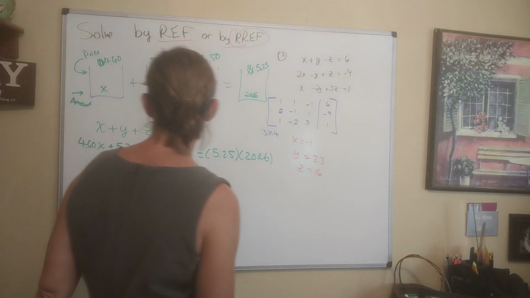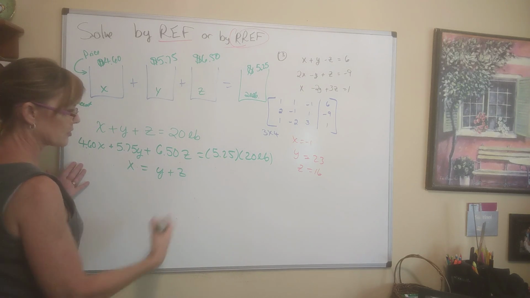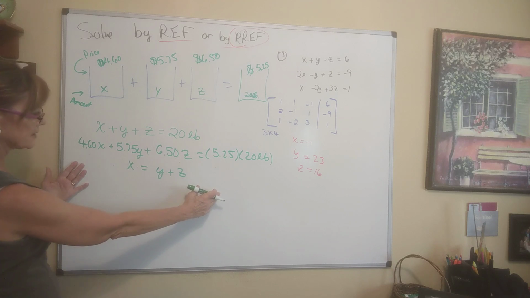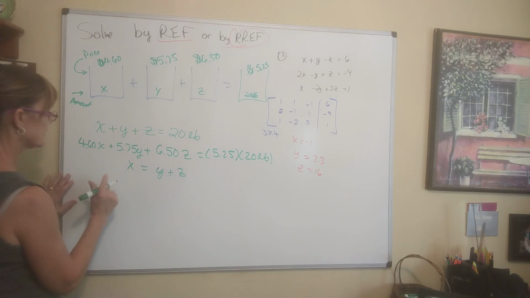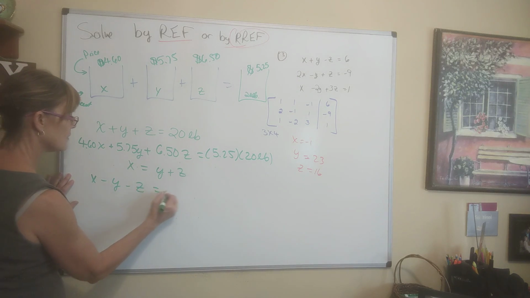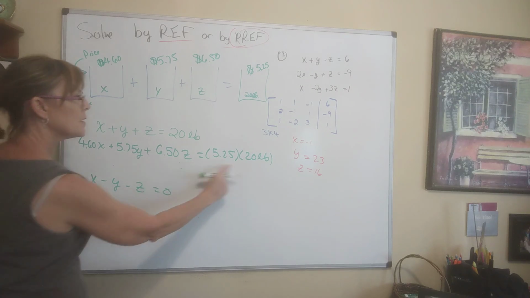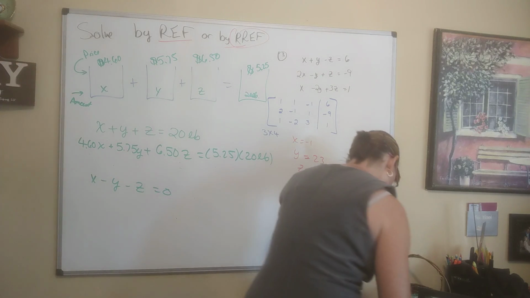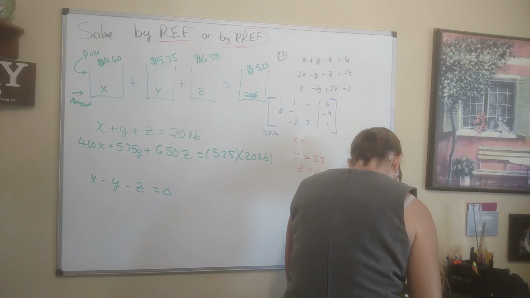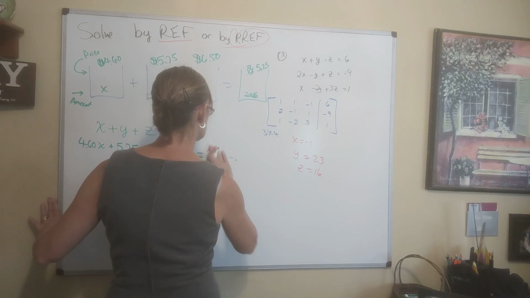So now I'm going to get this in a little bit better shape. I'm going to subtract these over here so I have all my variables on the same side. So I'm going to rearrange this. I'm going to call this X minus Y minus Z is equal to 0. I just rearranged those. That's okay. And I'm going to multiply 20 times 5.25. And that gives me 105. This multiplied times this is just the number 105.